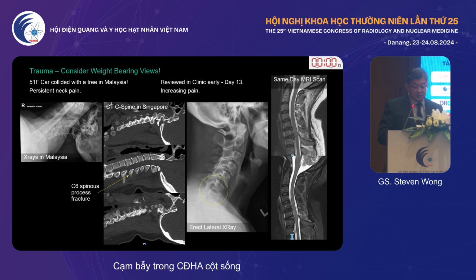In this patient, unfortunately, the degree of instability was missed in the initial setting when the patient came to clinic and did the X-rays. Then, oh my word, the degree of subluxation is worse than before, and we rushed the patient for MRI. You can see there is cord compression at that time.